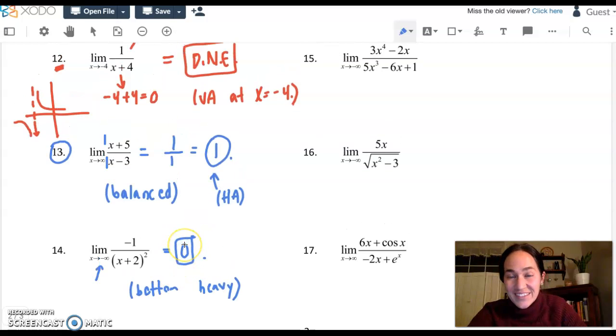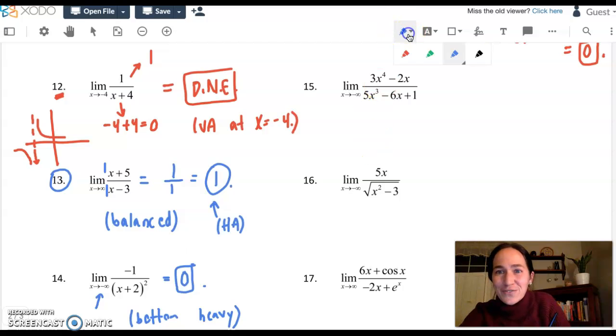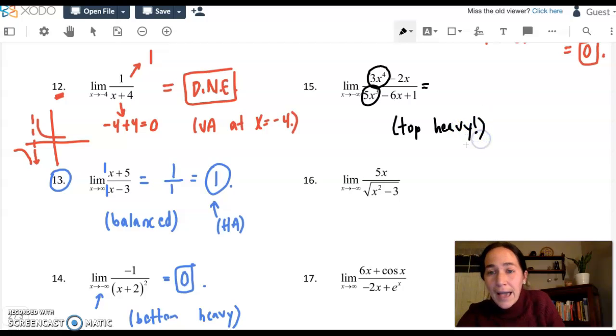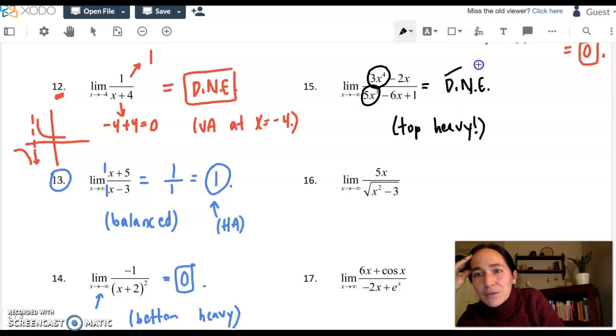Okay, now, these last ones get a little spicier here. So 15. Oof, x approaches negative infinity. Top heavy, bottom heavy, or balanced? Well, I just have to look at those most influential terms, the highest power you see of x. And to me, this looks like it's top heavy. You got an easy answer for this. Back when we looked for HAs of this, we said there is none. The easy answer for top heavy is DNE. But we can be a little better than that.